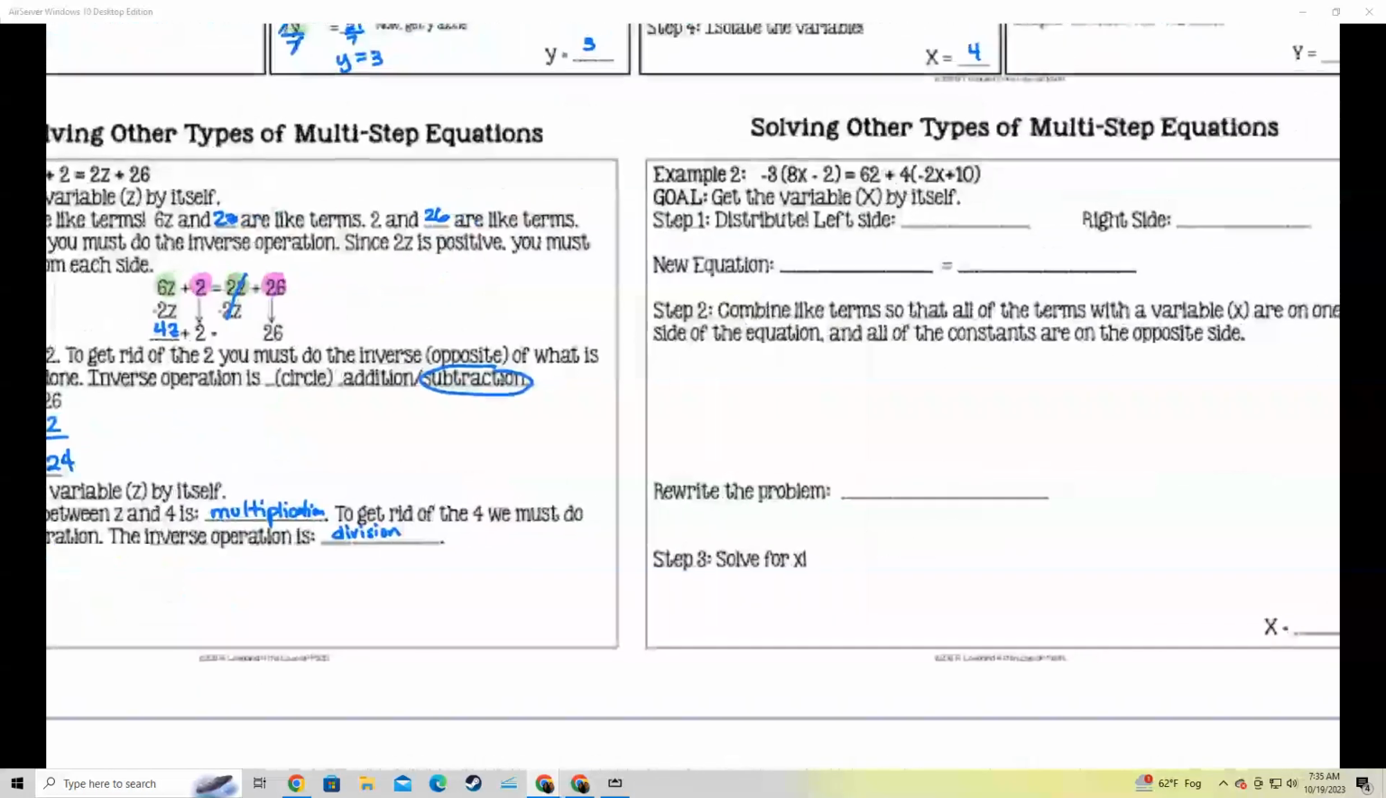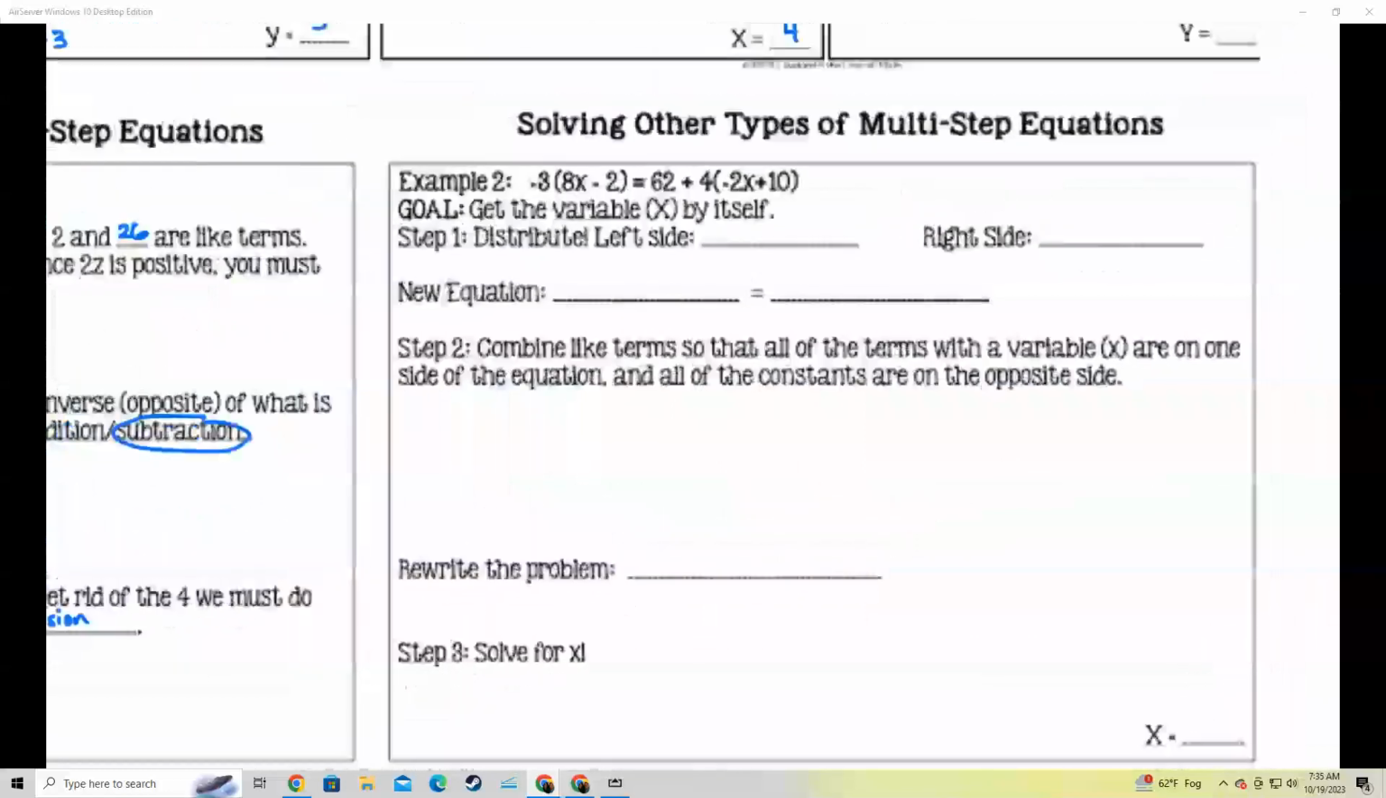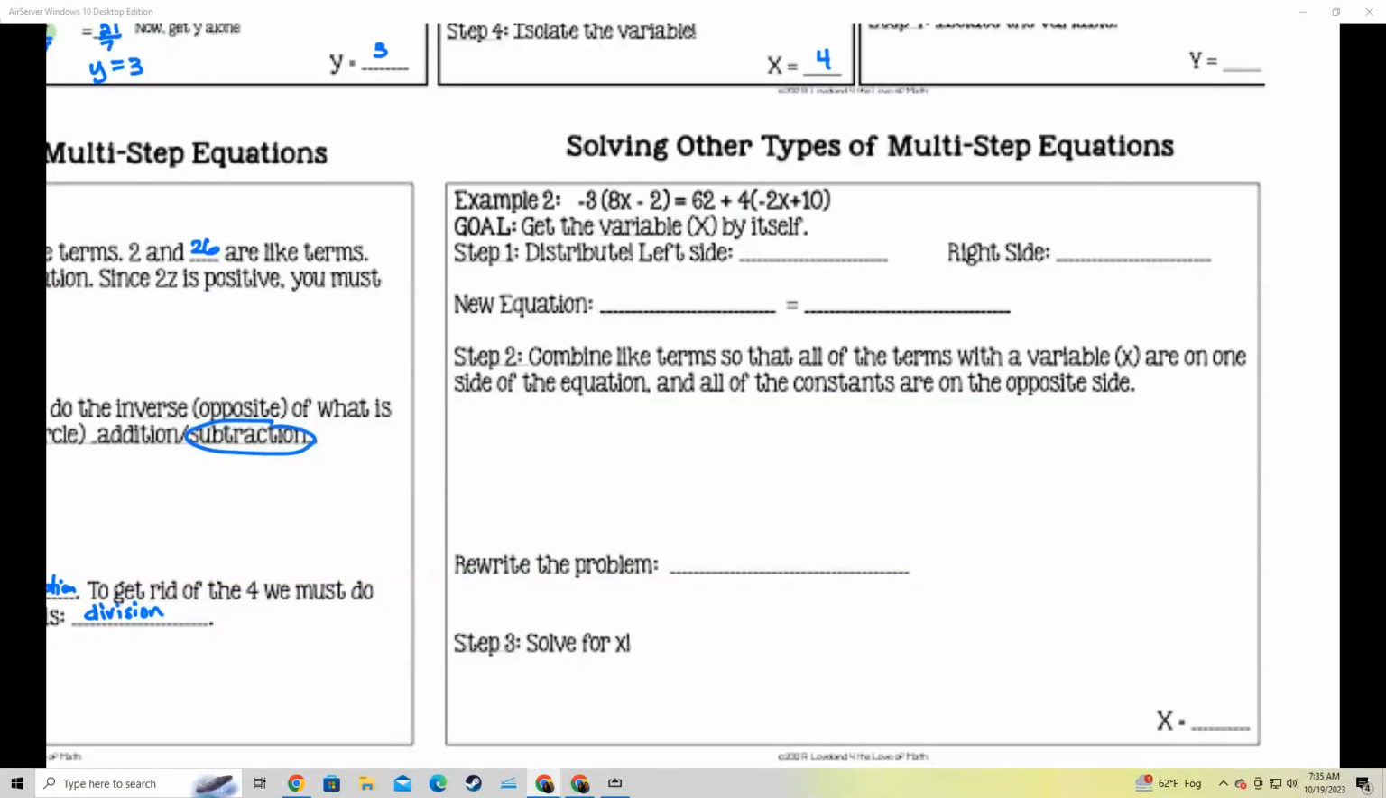Okay, we're almost done with the regular problems, and then we'll do the practice problems in the back. All right, as soon as I see parentheses in front of numbers, I probably should distribute. Okay, so let's see. It says, let's get the variable x by itself. I want to distribute the left side, and I want to distribute the right side.